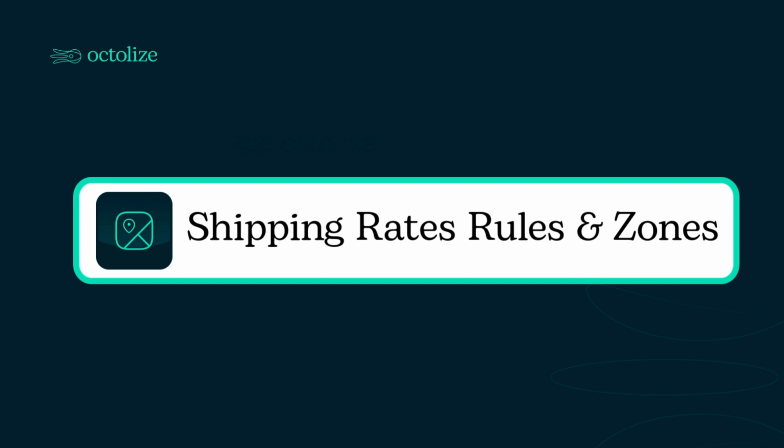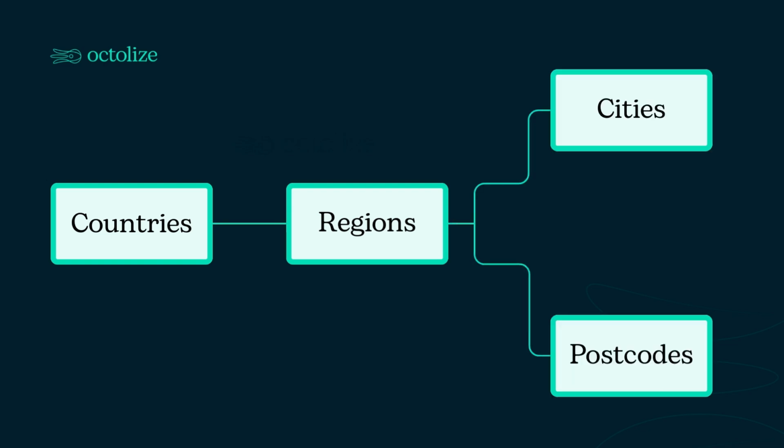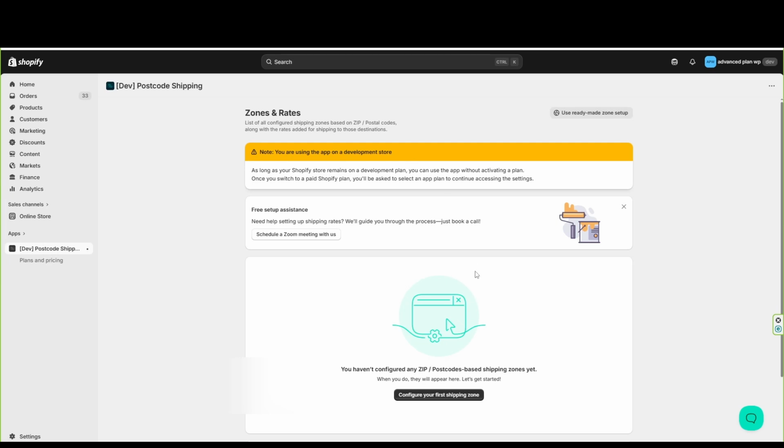Introducing the Shipping Rates Rules and Zones app, which will handle this task. Finally, you can gain surgical-level control over your delivery strategy, creating shipping zones for countries and regions, and limiting them to specific cities or postcodes. Once the app is installed, you'll land on the main dashboard. As you can see, it is straightforward.